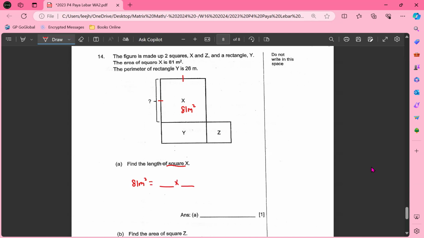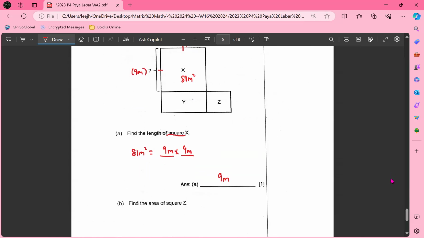One of them will be the answer. If your multiplication is very good, it's actually 9 times 9, none other than 9 times 9. The answer is 9 meter because it's a square and a square has equal sides. So something times something giving you 81 is none other than 9 times 9. So this is 9 meter. You can write 9 meter here, or in brackets so that you know your work. Now B asks me to find the area of square Z.